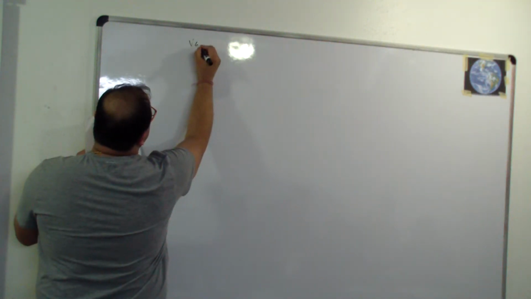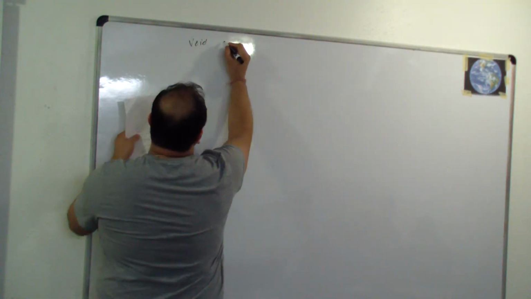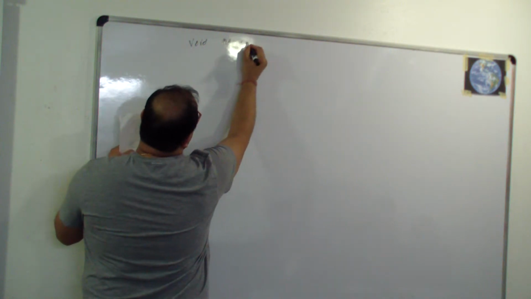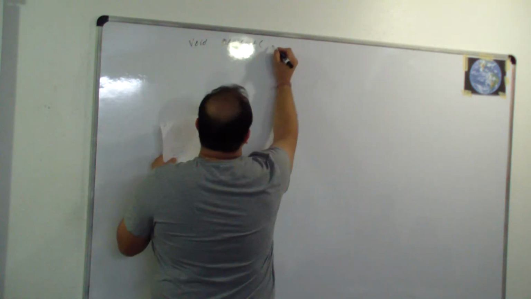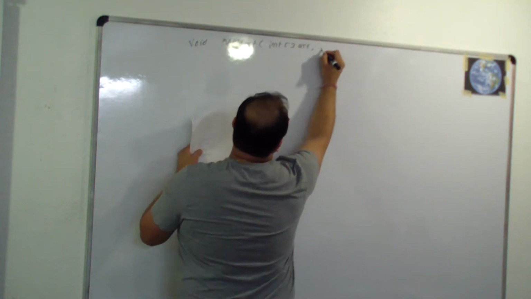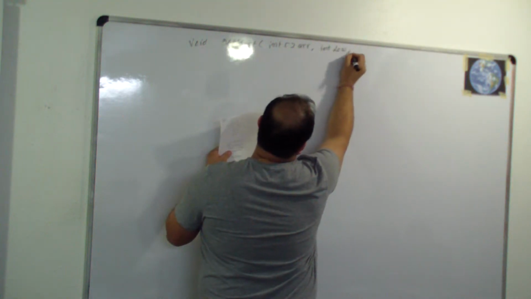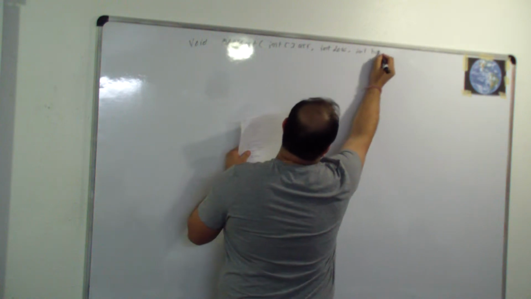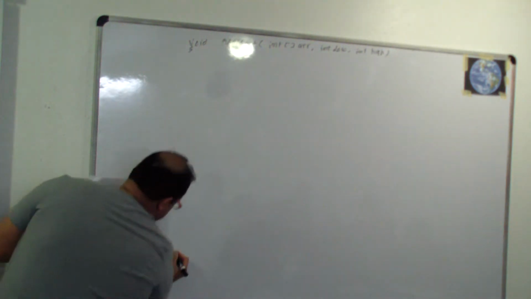Void merge sort, integer ARR, comma, integer low, comma, integer high. Okay. We will do a lot of low and high today.